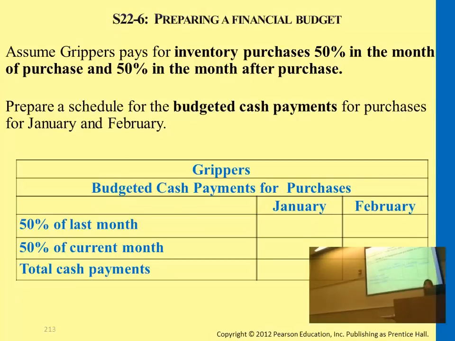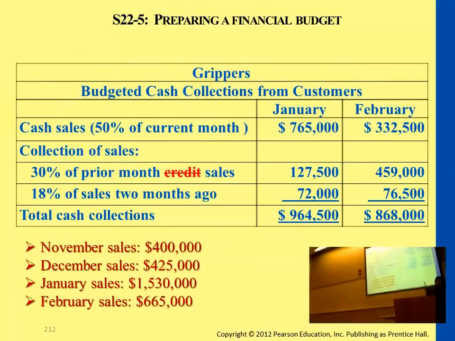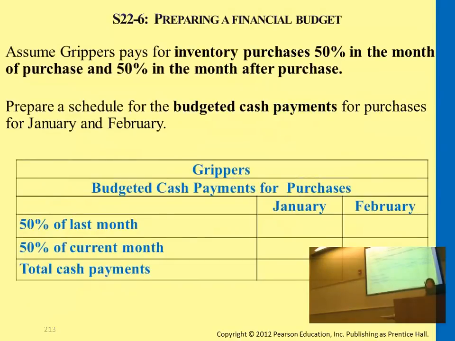So for December purchases, you have December sales, right? December sales, then how do you get the inventory that you purchase from December sales? So follow the same inventory policies in the previous table to find out December's purchases.